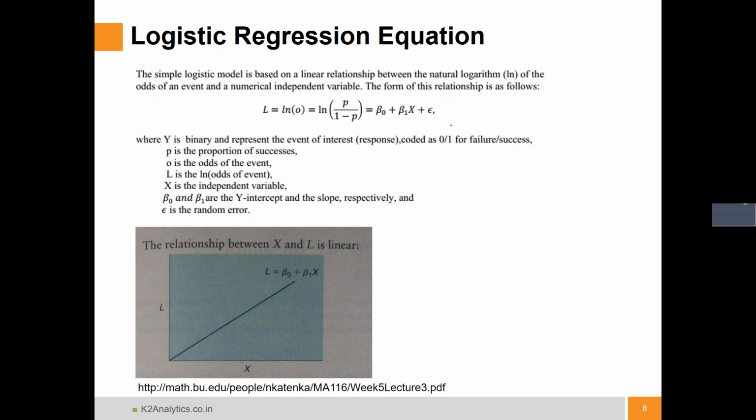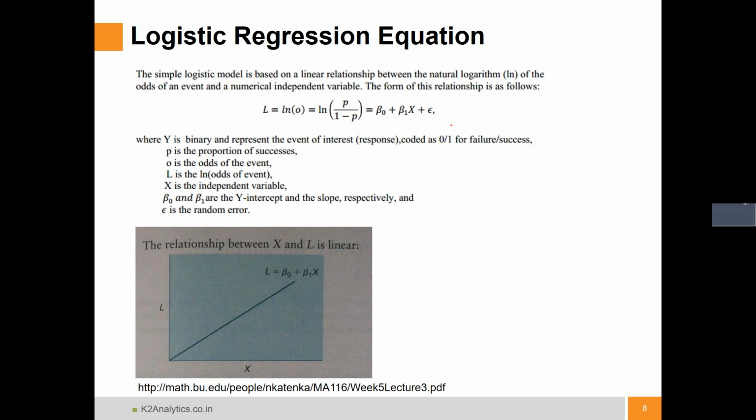Application of logistic regression. Logistic regression is used in scenarios where your target variable has value between 0 and 1. When you are trying to predict the probability between 0 and 1, you will make use of a logistic regression.